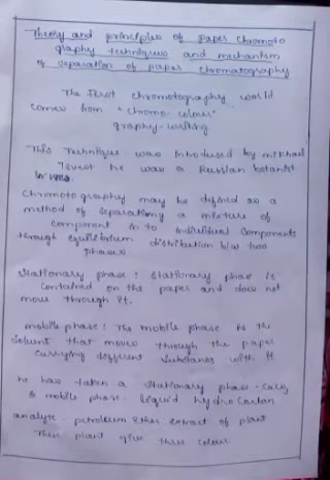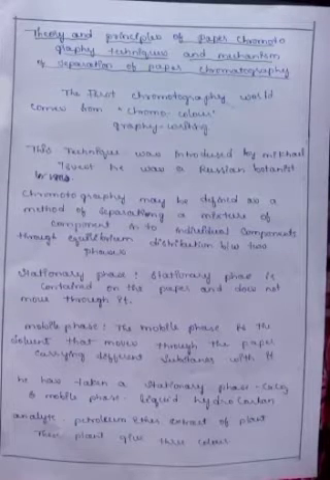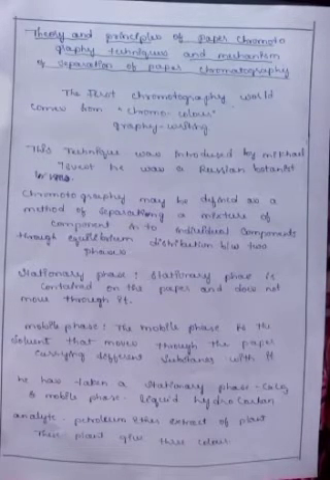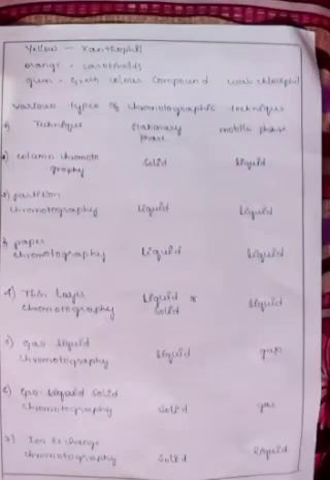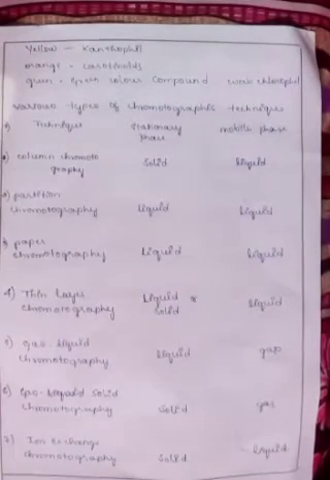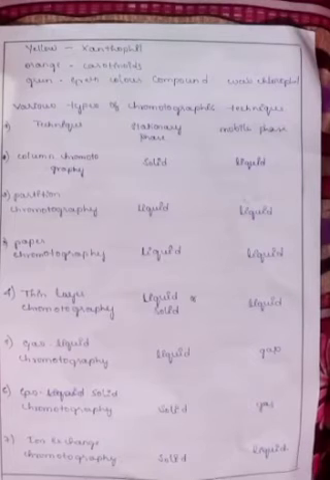He took calcium carbonate as the stationary phase and liquid hydrocarbon as the mobile phase, and the analyte was petroleum ether extract from plant. This plant gives three colors: yellow, xanthophyll pigment; orange, carotenoid pigment; and green, chlorophyll pigment.